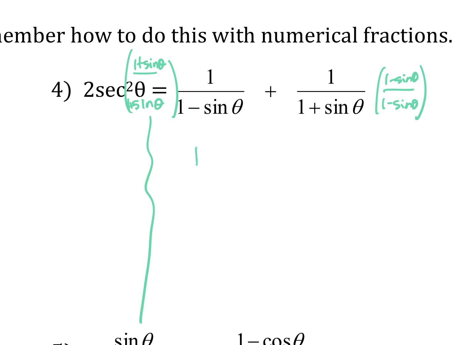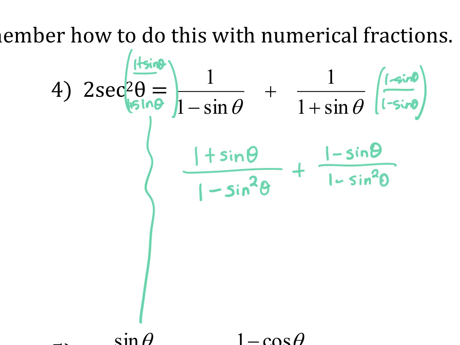Our numerator is going to be 1 plus sine theta all over, if we FOIL that, our outside and inside are going to add to 0. So we just end up with 1 minus sine squared theta. And then plus 1 minus sine theta all over 1 minus sine squared theta.